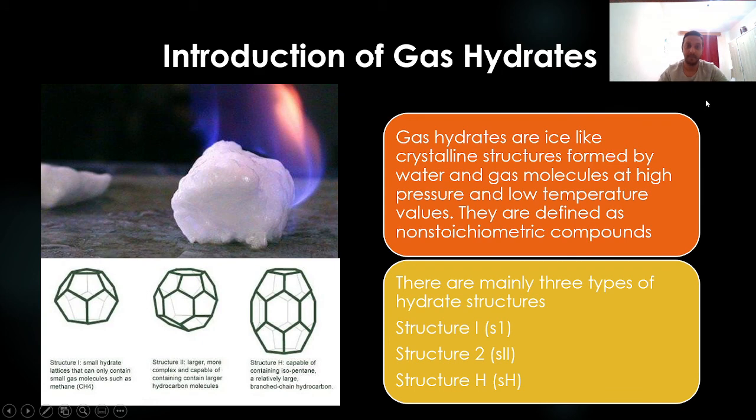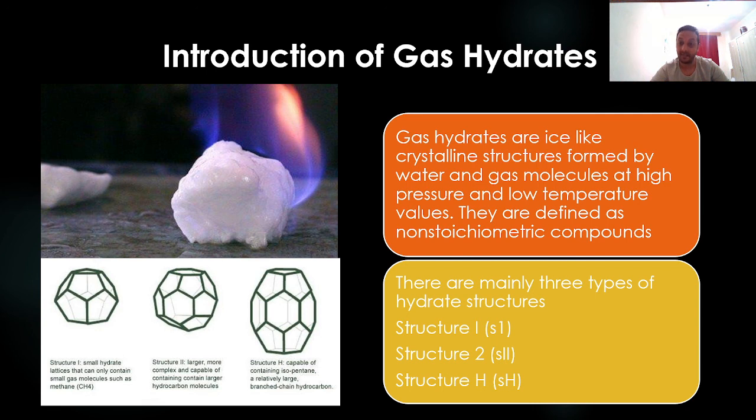Okay, now, introduction about gas hydrate. What is gas hydrate? Actually, gas hydrate is ice-like crystalline structures formed by two things, which are water and gas molecules at high pressure and low temperature values. They are defined as non-stoichiometric compounds.